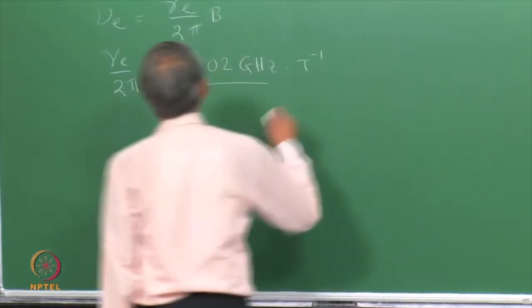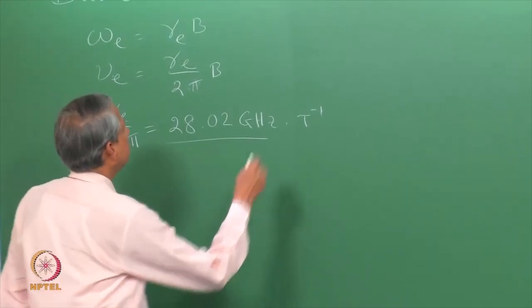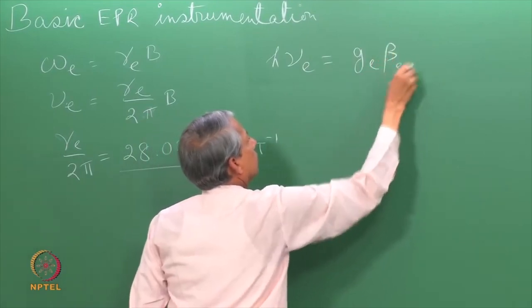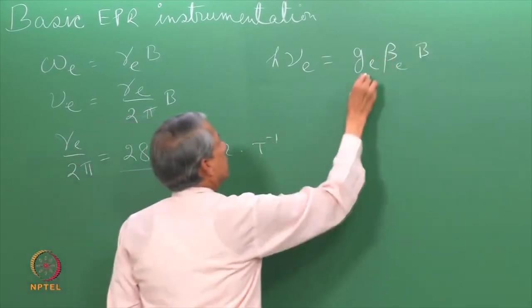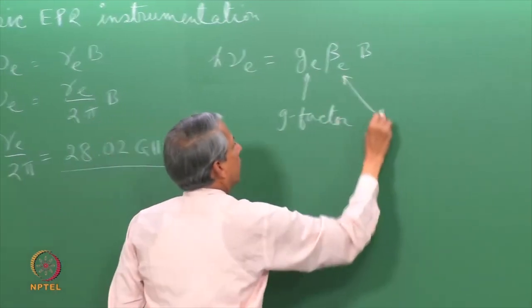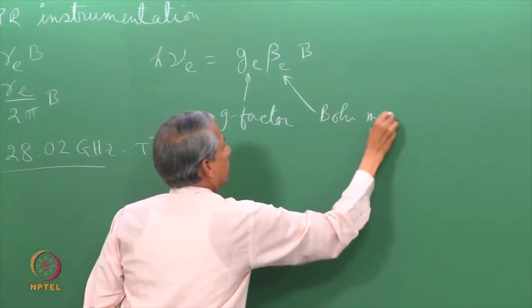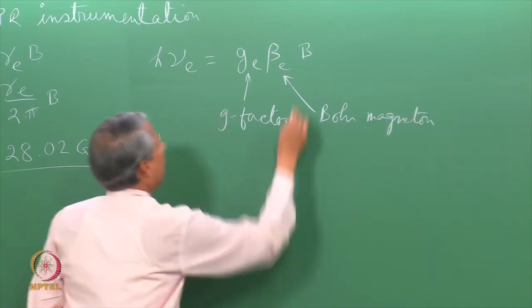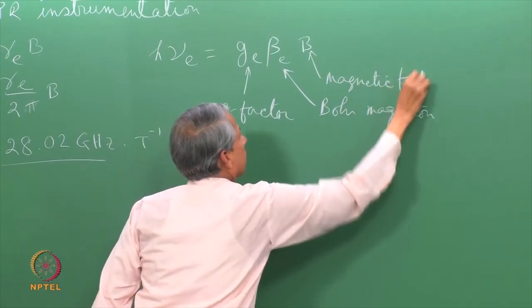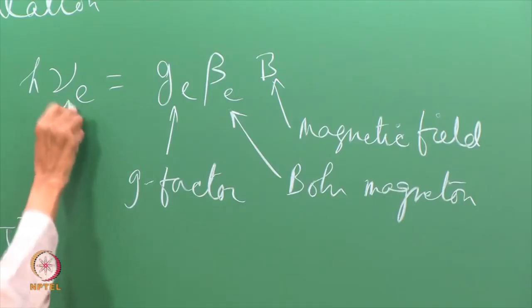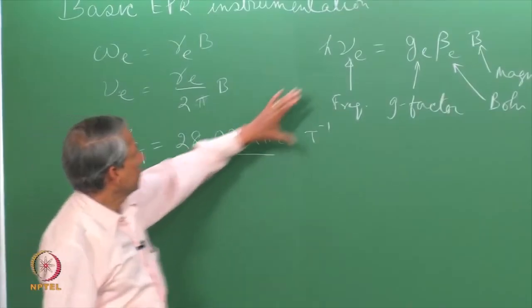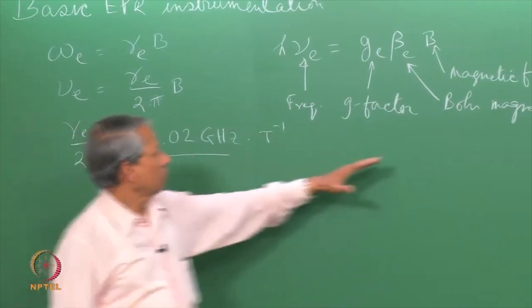We also have seen the resonance condition is given as h nu is equal to g E beta E B. This is the g factor, this is the Bohr magneton, and this is the magnetic field. And this is the frequency of resonance. And we have just now said that this frequency comes in the microwave region for a typical magnetic field of the order of a Tesla.